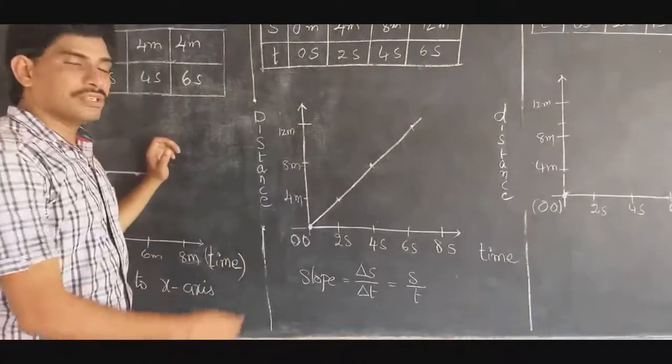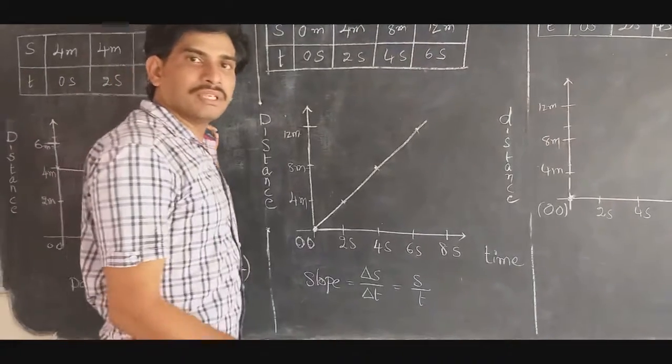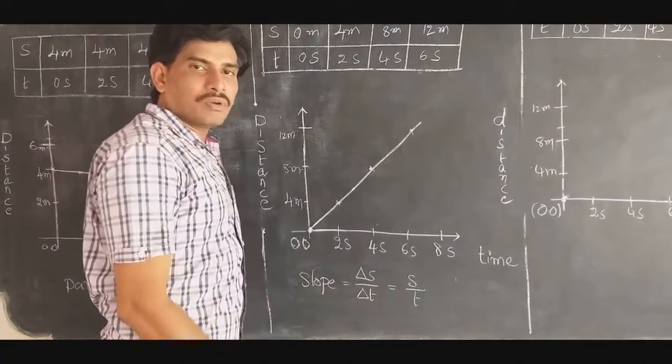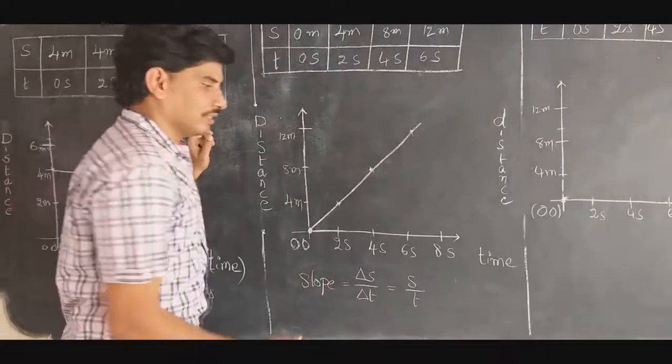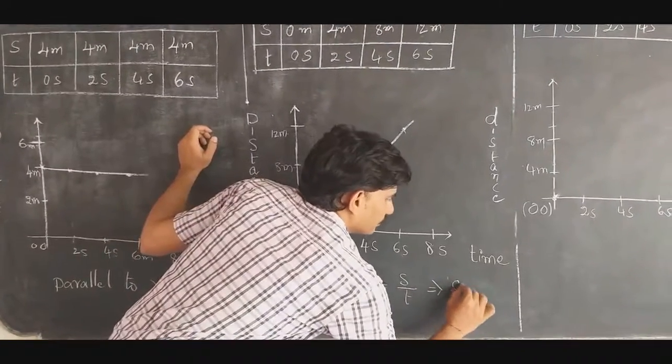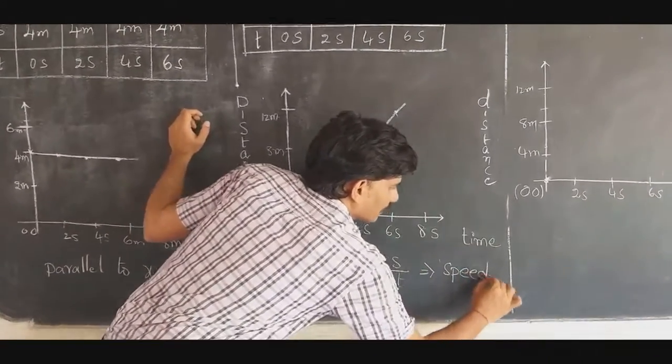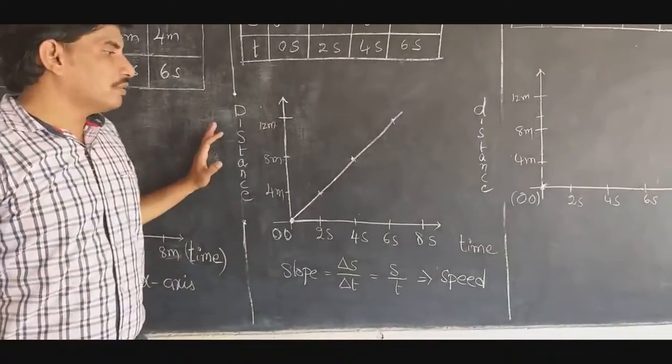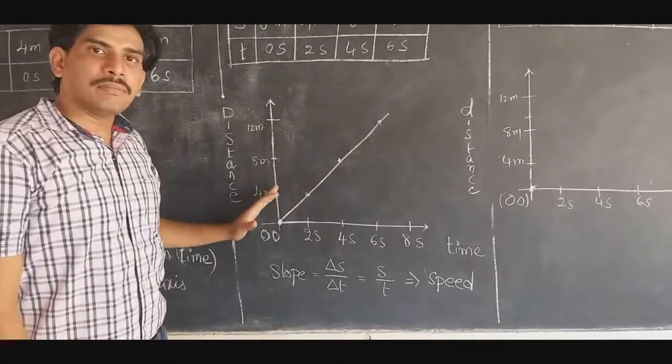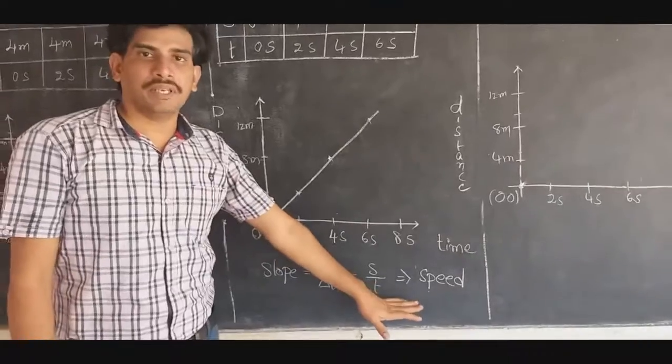What is the meaning of distance by time? It is the rate of change of distance. What will you call that rate of change in distance? Yes, speed. That means the slope of the distance-time graph gives us speed.